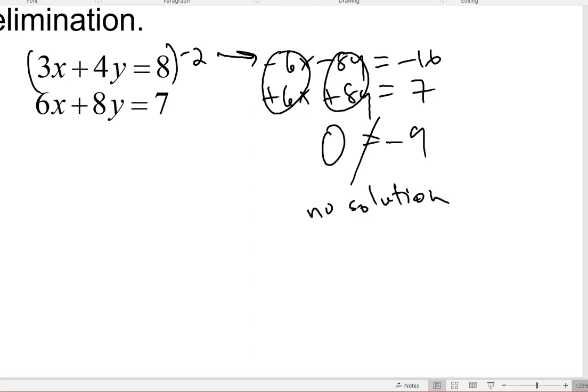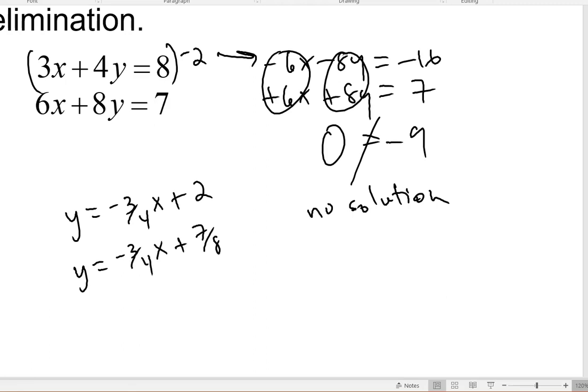If I were to graph these, the first equation would look like this. Y equals negative 3/4 x plus 2. The second equation would look like this. Y is equal to negative 3/4 x plus 7/8. What is true about these equations? Since they have the same slope and different y-intercepts, we are dealing with parallel lines. Hence, there will never be a solution, never be a point in common.